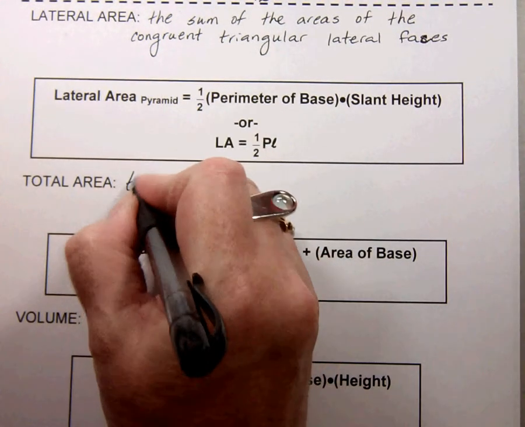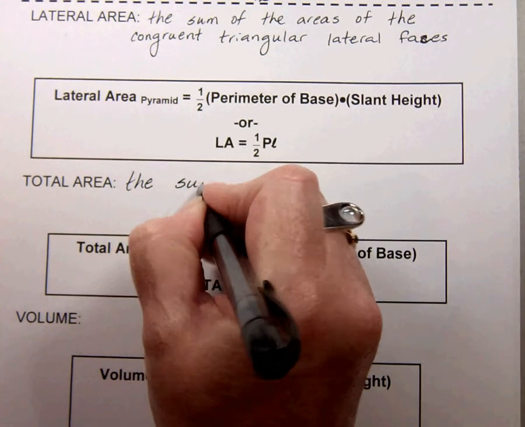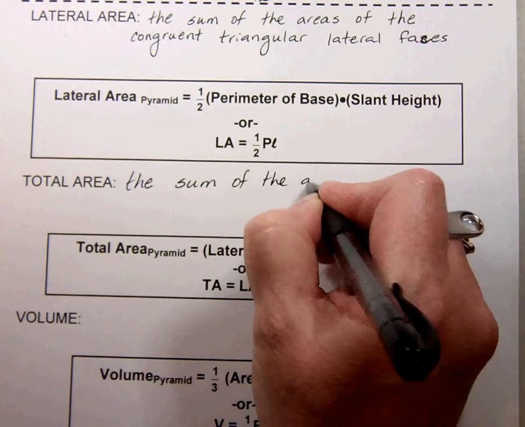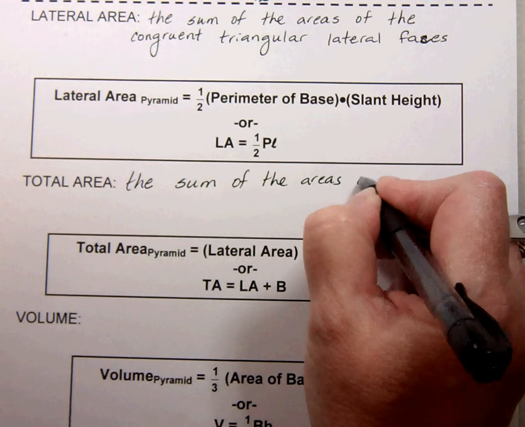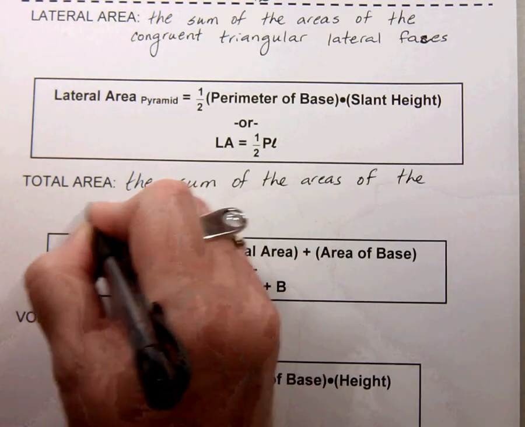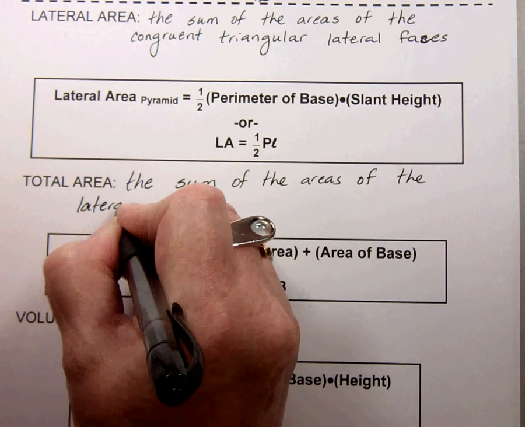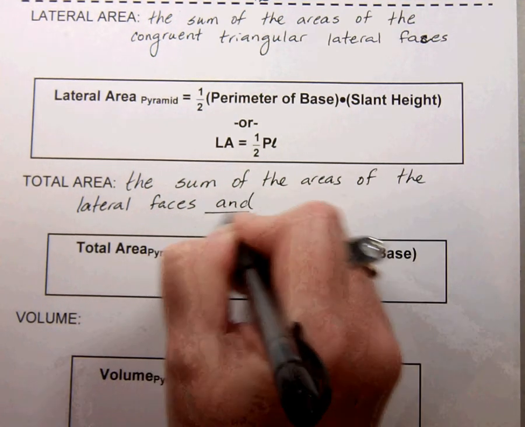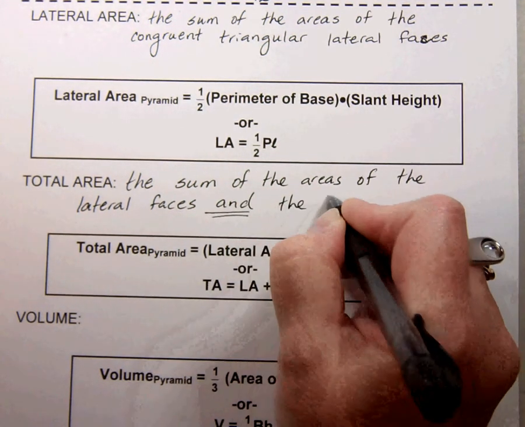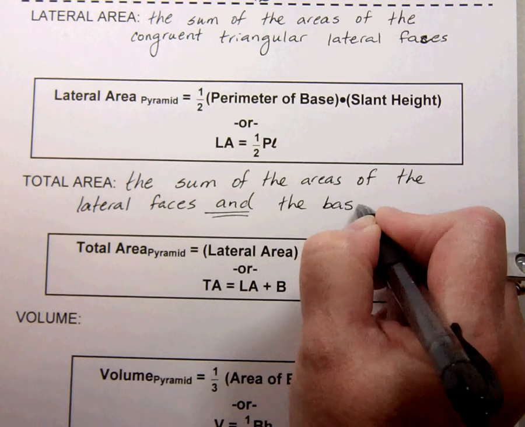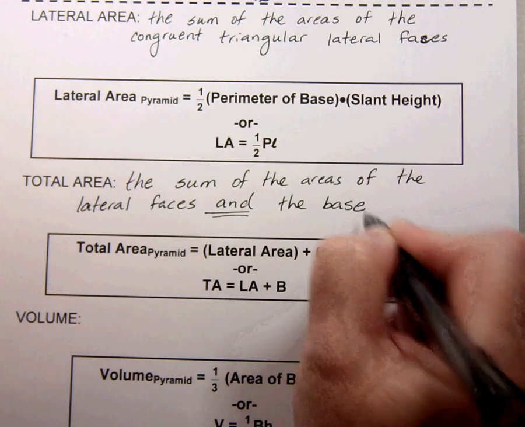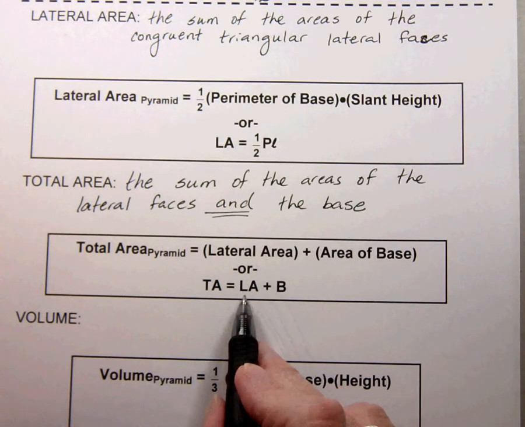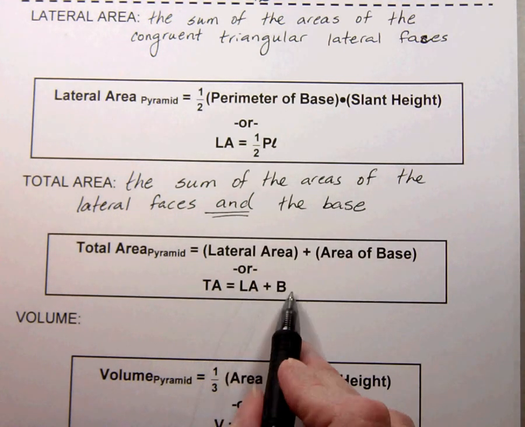Okay, let's write our definition for total area. The total area is the sum of the areas of the lateral faces and the base. And remember, different from a prism, a pyramid only has one base. So you see the capital B here. It's whatever your lateral area is plus your base area.